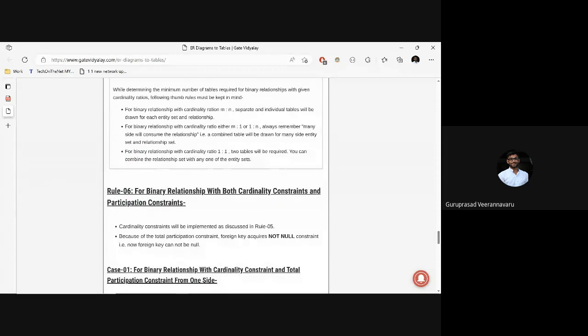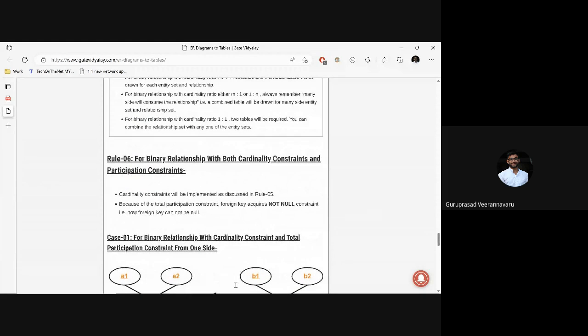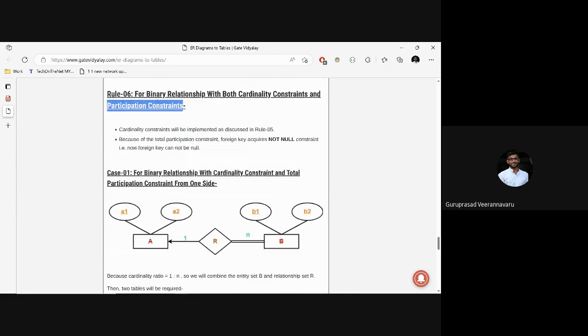So again, the cardinality constraint is what is the number: is it 1 to n, or 1 to m, or 1 to 1, like that? Participation constraint means there can be two kinds: one is partial and one is full. Full means total participation. Partial participation means it may or may not be there, it can be 0 or 1. Whereas full participation means it will always be there. If you want to show full participation, it is shown by double arrows.